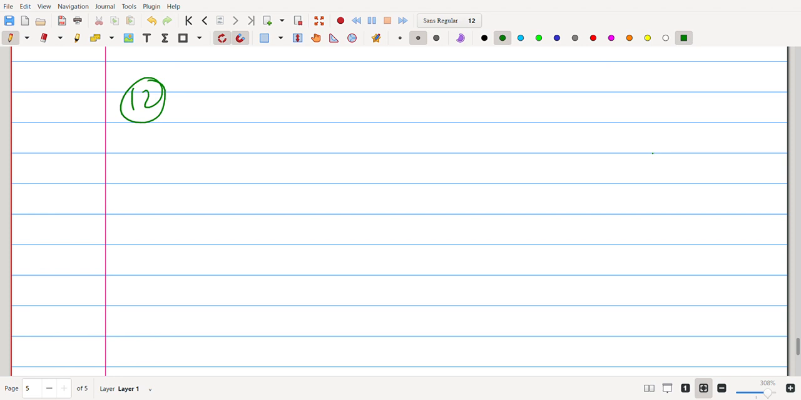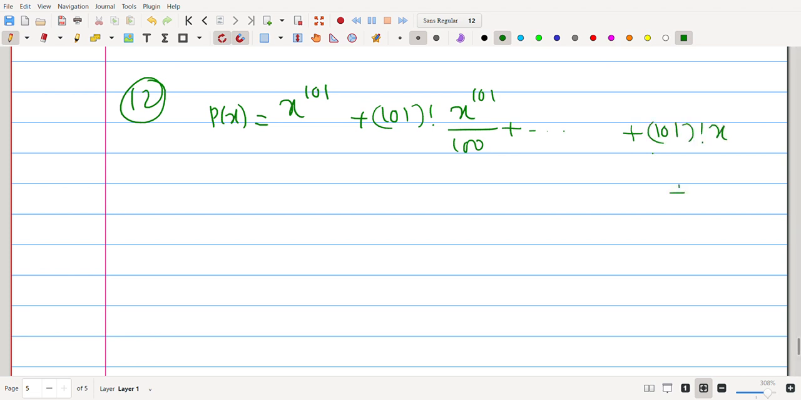So multiply this polynomial by 101 factorial, because this is a constant term, so it doesn't hamper irreducibility in Q[x], right? So multiply it. What will you get? You get the polynomial P(x) equal to x^101 plus 101 factorial x^100 plus so on plus 101 factorial x plus 101 factorial. Now take p equal to 101. 101 is a prime number, right?